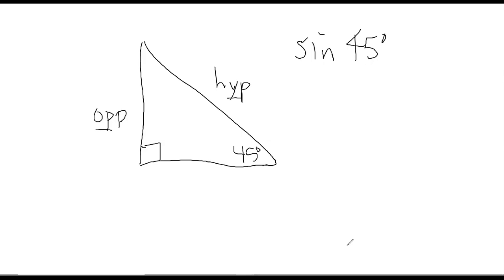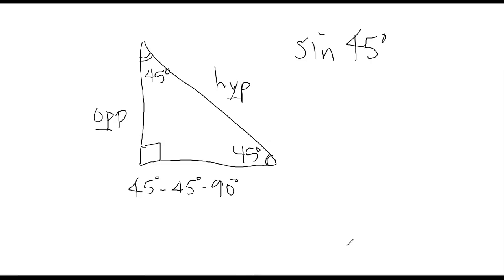But wait, what kind of triangle is this? If this angle is 45 degrees and this angle is 90, then this angle is also 45 degrees. We've got a 45, 45, 90 triangle. That's one of our special triangles. We should know the side ratios of a 45, 45, 90.